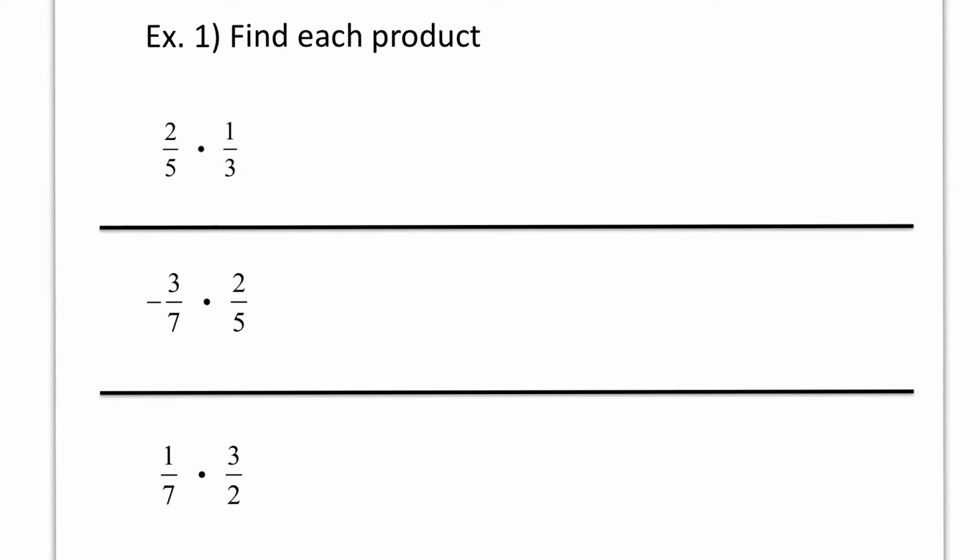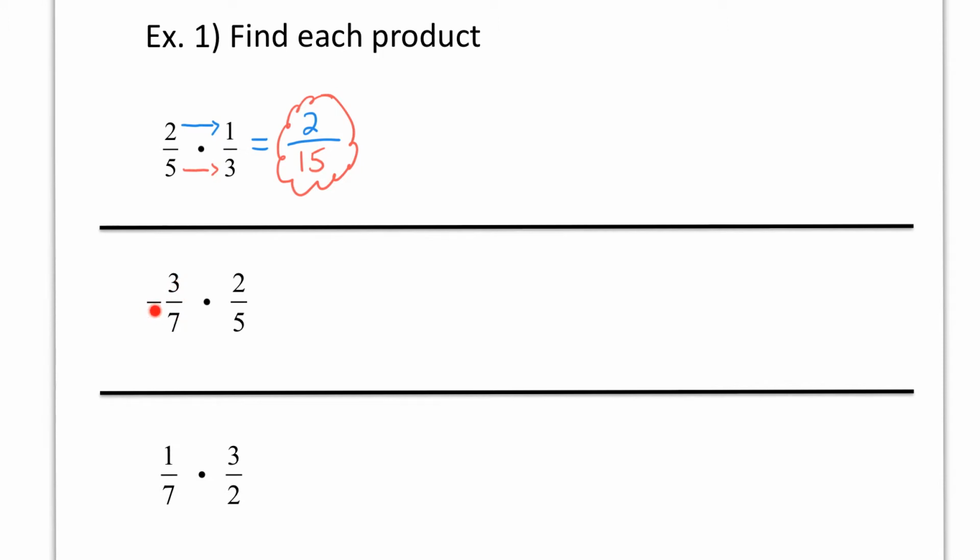So when you cannot cross simplify, you multiply the numerators. I'm looking at the top, 2 times 1, that is 2. And then you multiply the denominators, the bottom, 5 times 3, that's going to be 15. You can double check if you can reduce the fraction 2/15. 2 doesn't go into 15, 15 doesn't go into 2. So they don't have a common number that you can divide by. So that is my answer. My answer is 2/15.